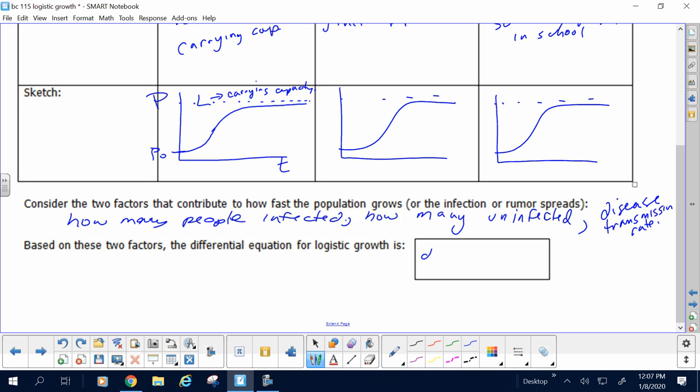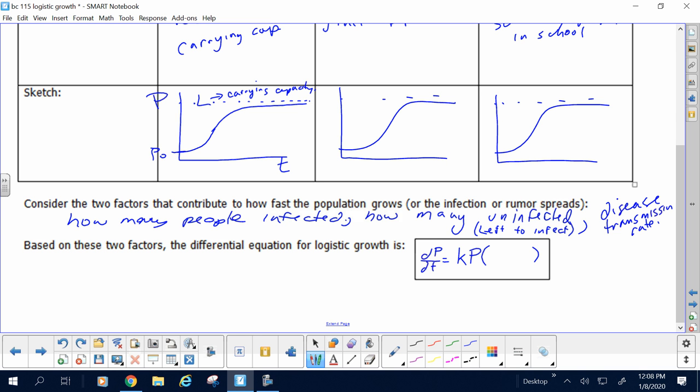So let's look at it this way. In logistic growth, the rate at which the population changes, like a population of bunnies or infected people or a rumor spreading, whatever, depends on a constant of proportionality still, and how many people there are, but also how many people are left to infect. How many people are uninfected? How many people are left to infect?